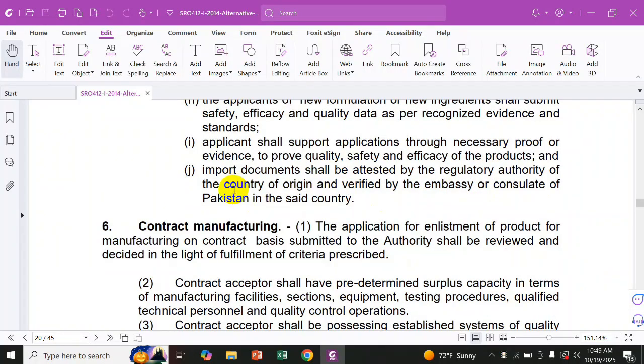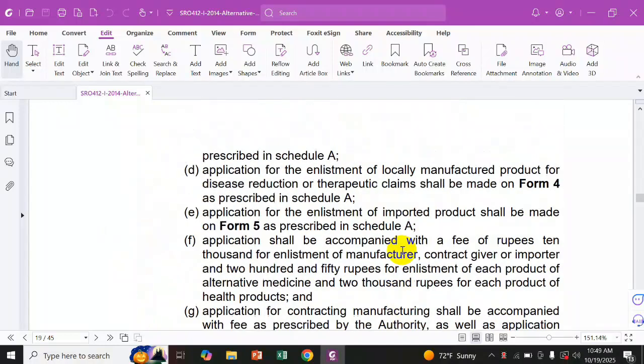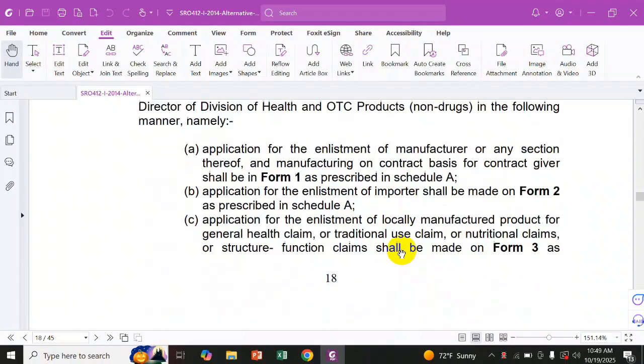So the point number J is that import document shall be attested by the regulatory authority of the country of origin. If, for example, we are importing some product or some chemical, and more of the chemicals are imported, we should have evidence about that import, and we should have evidence about the approval of that chemical from the regulatory authority. Now these are some of the most important points which should be considered before the application proceeding.